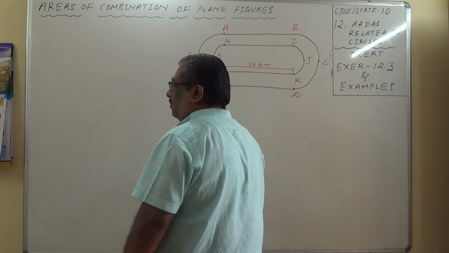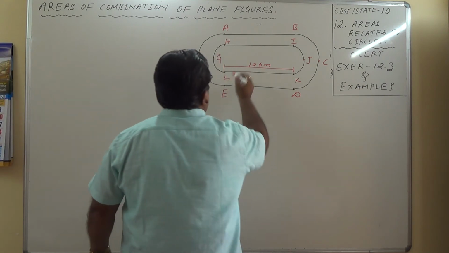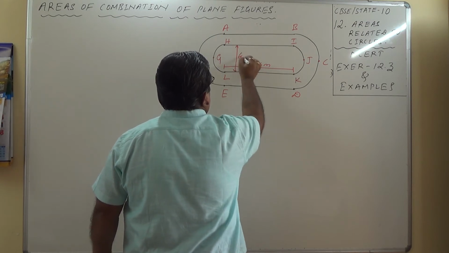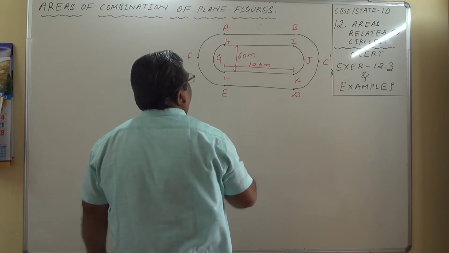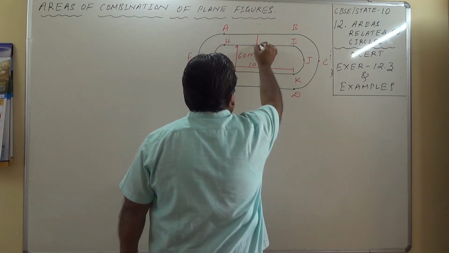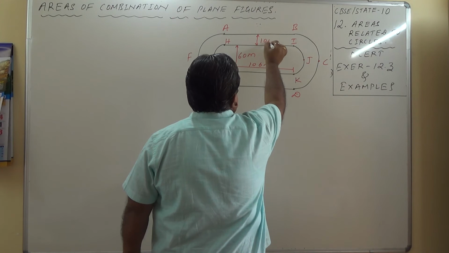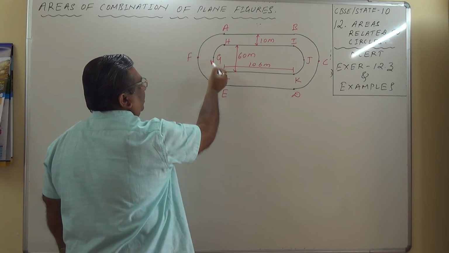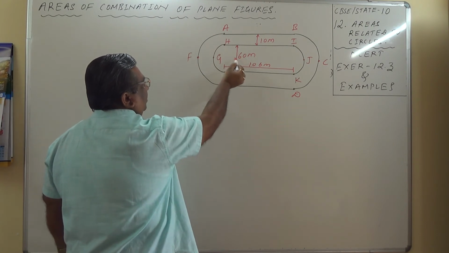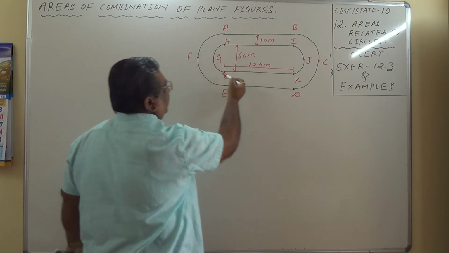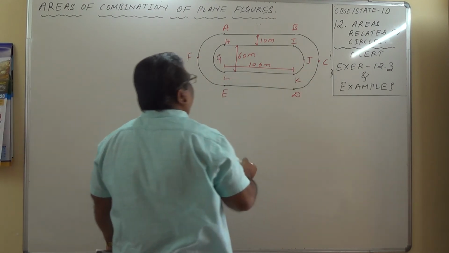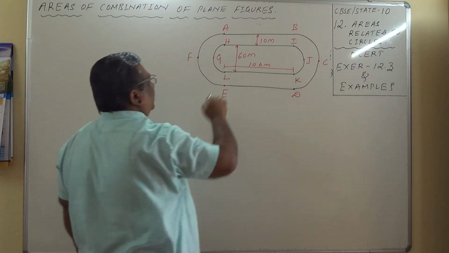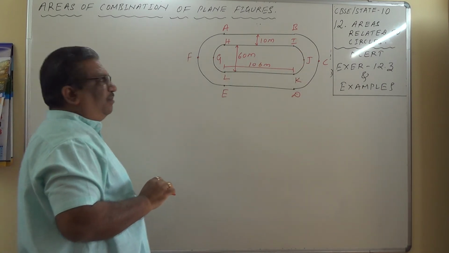106 meter and 60 meter. From here to here, this is 60 meter, and this width, the track width, is 10 meter. See here, if this is a semicircle, if this is 60 meter, the radius of this semicircle and this semicircle, the radius of semicircles HGL and IJK, is 60 divided by 2, that is 30 centimeter.